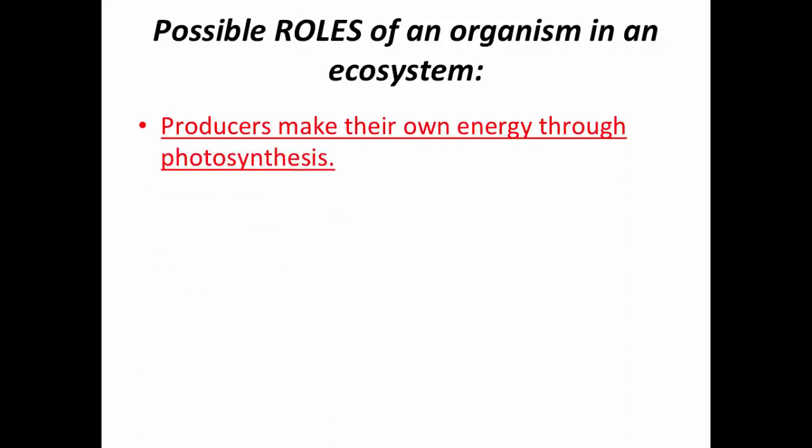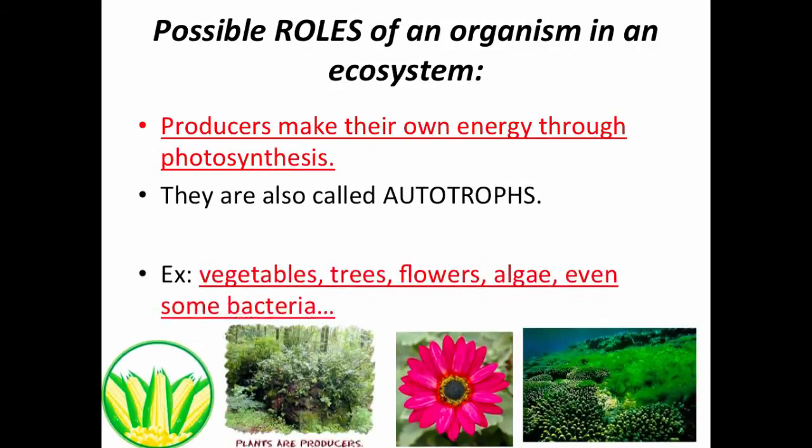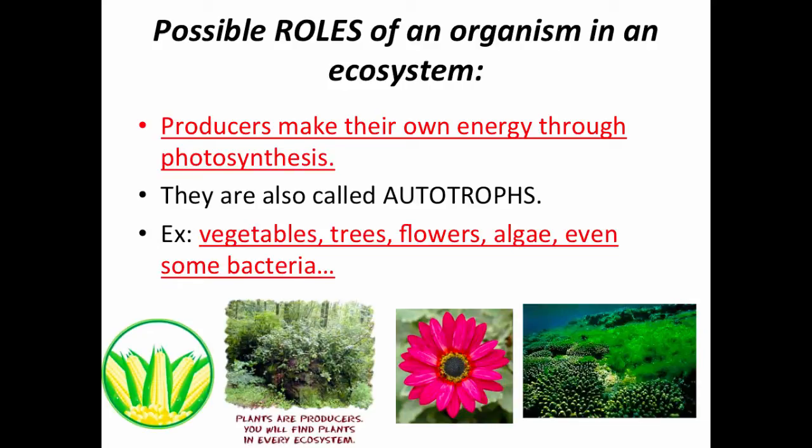So let's talk about possible roles of an organism. So let's start with producer, and you're going to put this in the table. So write the red in the very top column and the examples in the bottom. So producers make their own energy through photosynthesis. They're also called autotrophs. So we call them producers because they do produce their own food. They make their own energy. Examples can include vegetables, trees, flowers, algae. Even some bacteria can do photosynthesis, like we talked about when we were going over the marine ecosystem.